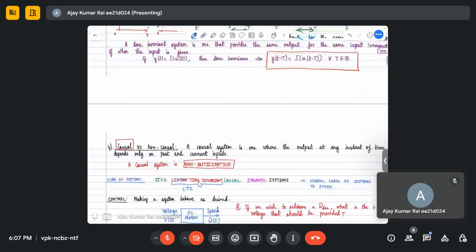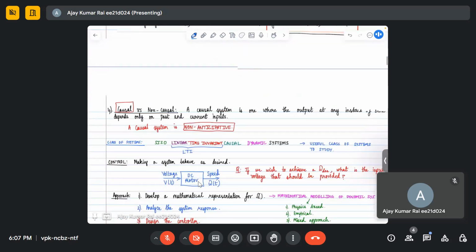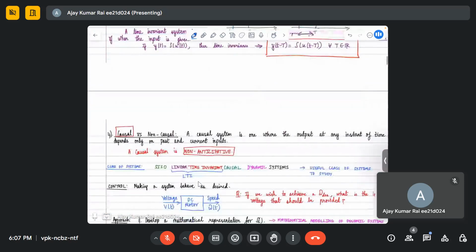Okay, how to study whether the system is time invariant or not. Mathematically you can prove it. So the basic definition is this.